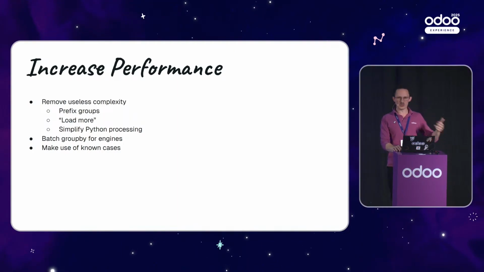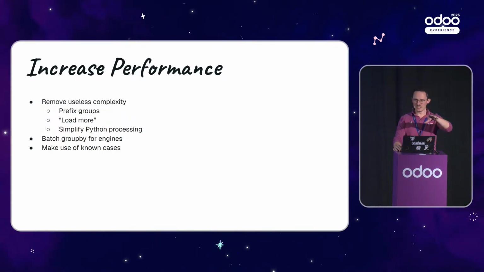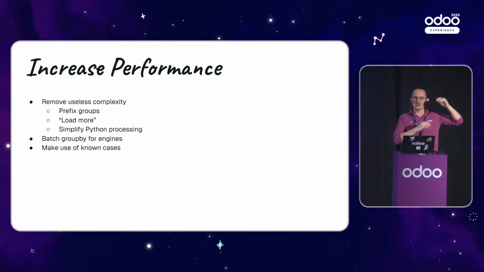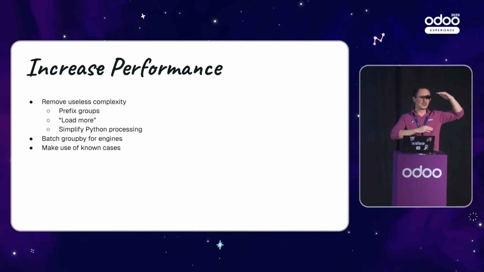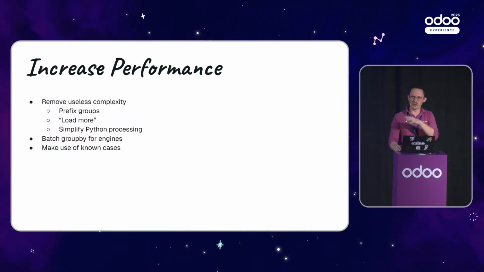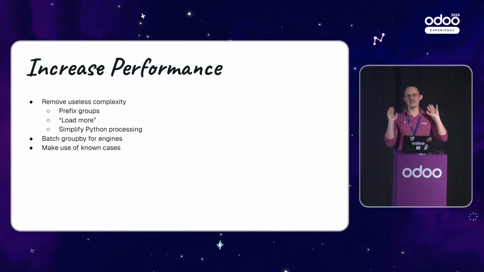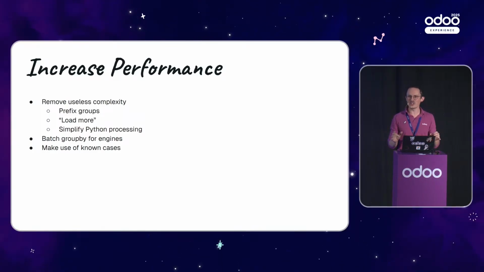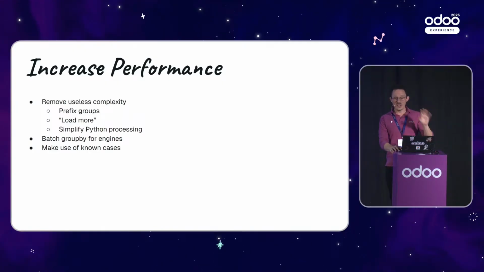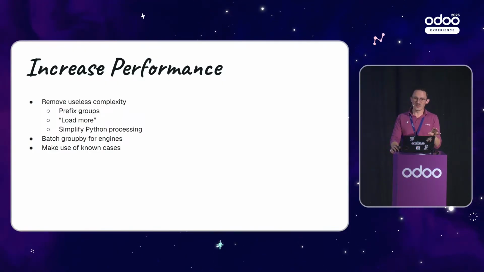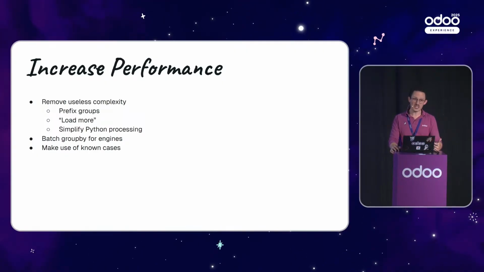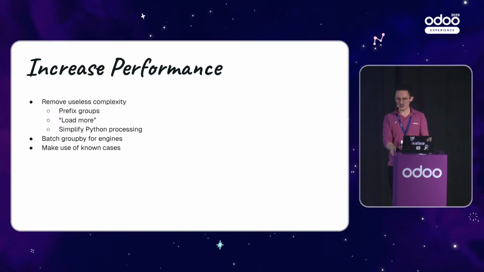I'm talking about prefix groups, load more. Those features, if you're familiar with them, are when you expand a line and you have multiple sublines to display, and we just want to restrict the number of sublines that we're showing, just for performance of the browsers, because if you try displaying thousands of lines in a web browser, the web browser does not like that. We implemented those, they work fine, sure, but they induce additional complexity in the engines and in the computation that prevents us doing some optimizations.